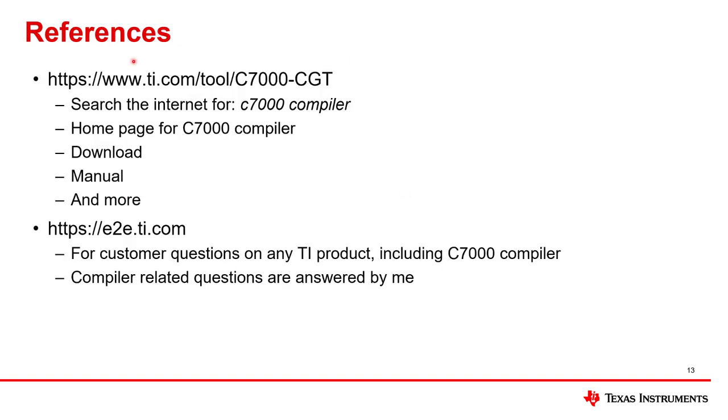I'll close this video by giving you 2 references. The first one is this URL here. It's the homepage for the C7000 compiler. If that's too much for you to type in, another way to get to it is to search the internet for C7000 compiler. All the search engines I tried return this result, first or second result. However you get there, you're at the homepage for the C7000 compiler, where you can download the compiler, access the manual, and more details like that.